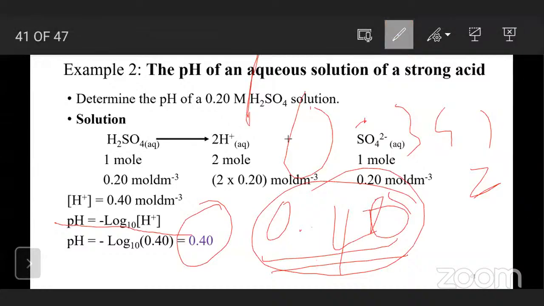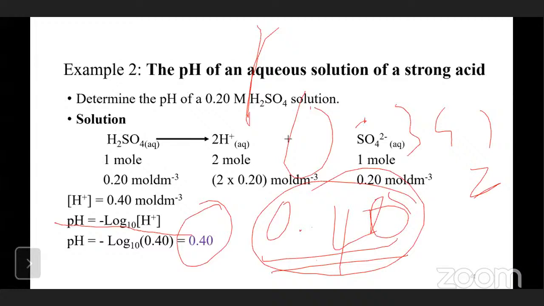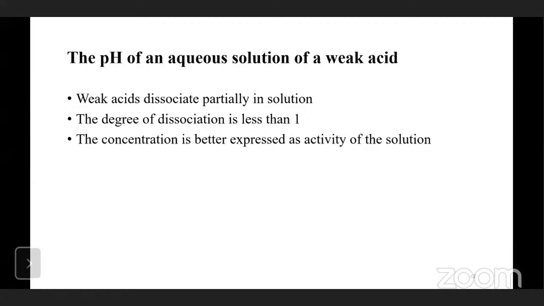Okay, so let's move on. We have considered the pH of an aqueous solution of a strong acid. Now we want to consider the pH of an aqueous solution of a weak acid. Do we still use the same expression that we use for the strong acid for the weak acid? No. And this is the reason.